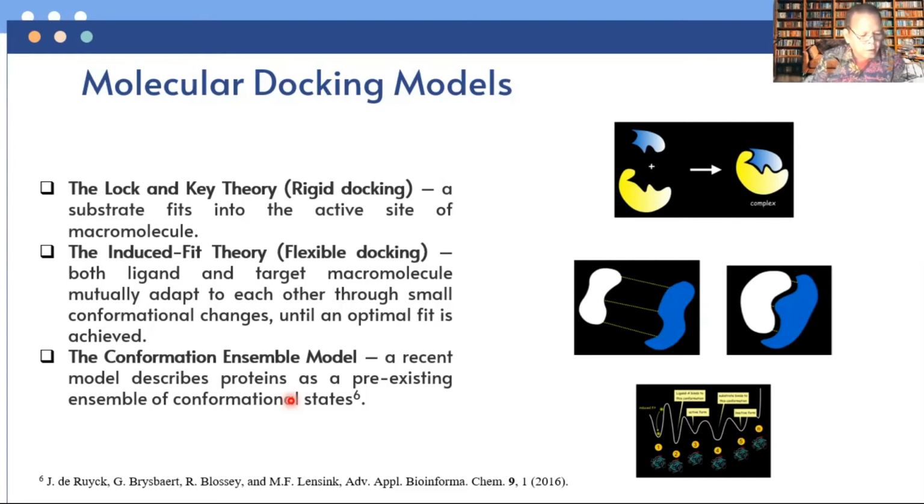And the last is the conformation ensemble model. Discussed is a recent model that describes protein as a pre-existing ensemble of conformational states.